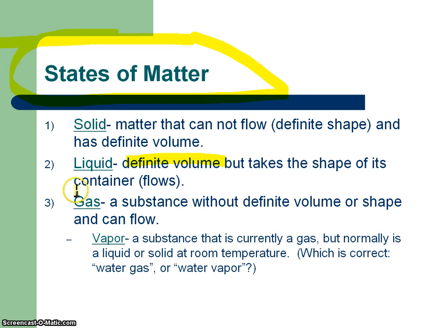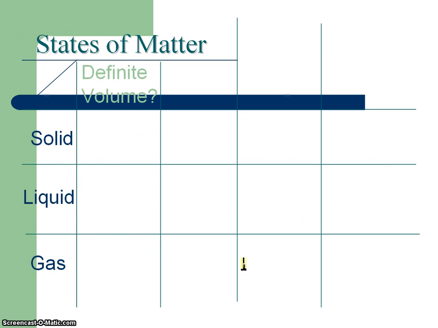A vapor is an offshoot of gas. It is a substance that is currently gas, but normally is a liquid or solid at room temperature. So I call it water vapor and not water gas. A little chart here to help remember the states of matter and their properties.